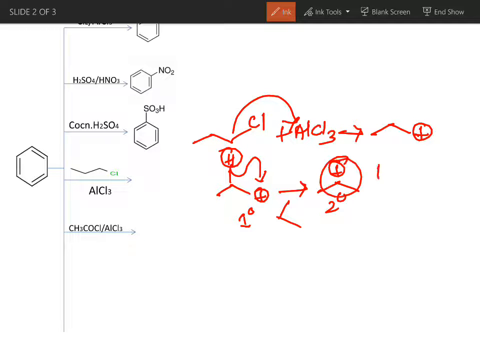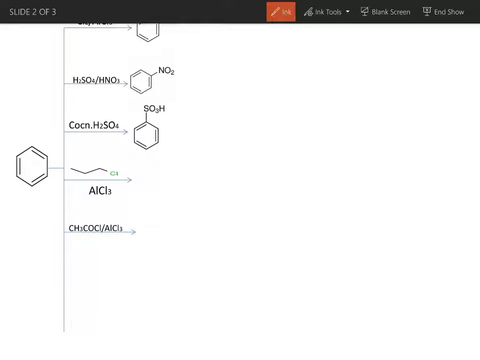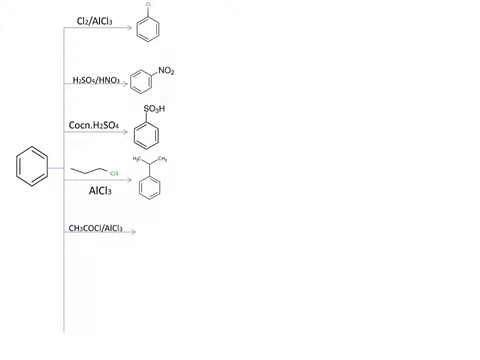This carbocation acts as electrophile and gets easily introduced on the benzene ring and gives a compound something like this. This compound is known as isopropyl benzene. Isopropyl benzene is also called cumene. So the product of the fourth reaction is cumene.